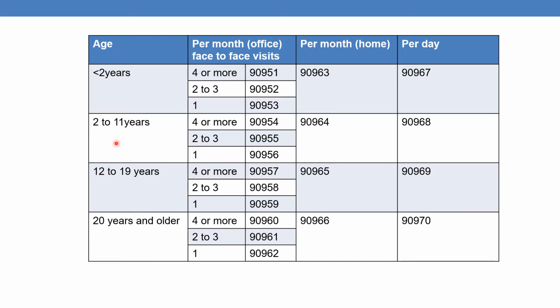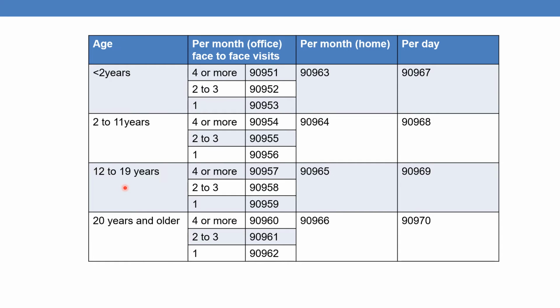Next age group is 2 to 11 years. For 4 or more face-to-face visits in physician's office, the code is 90954. For patient in the age group 2 to 11 years and 4 or more face-to-face visits of ESRD services as provided in the physician's office, the code is 90954. Per month at home, if the patient age group is between 2 to 11 years, the code is 90964. And for per day, it is 90968.